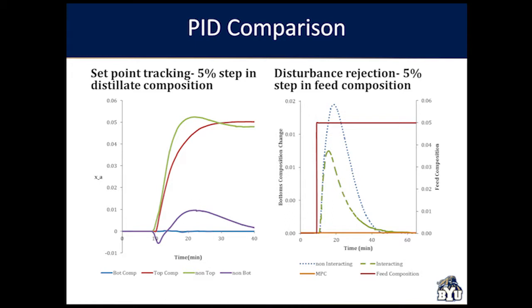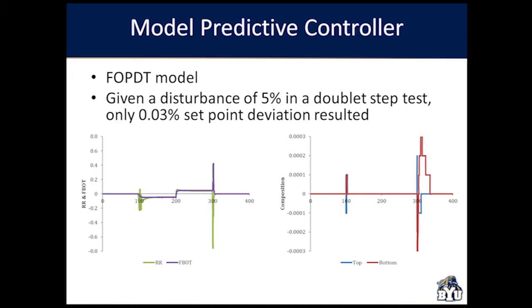On this next slide, we have just the model predictive control. You can see on the left-hand side the reflux ratio and the fraction that went to the bottoms, and how they responded. This was a doublet test this time. On the right-hand side you can see the change in bottom and top composition, and there's about a 0.03% change. So it did really well at modeling that.